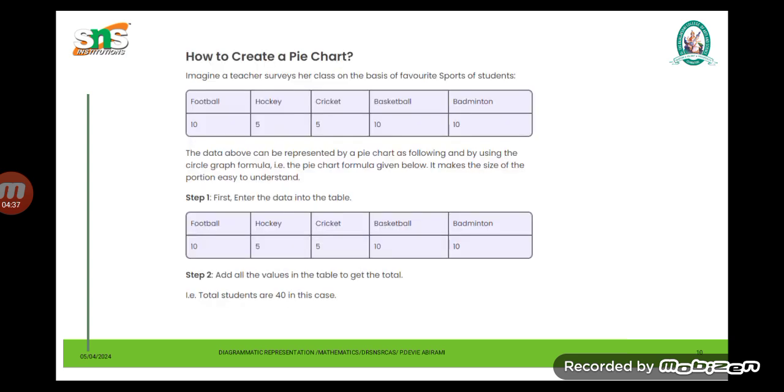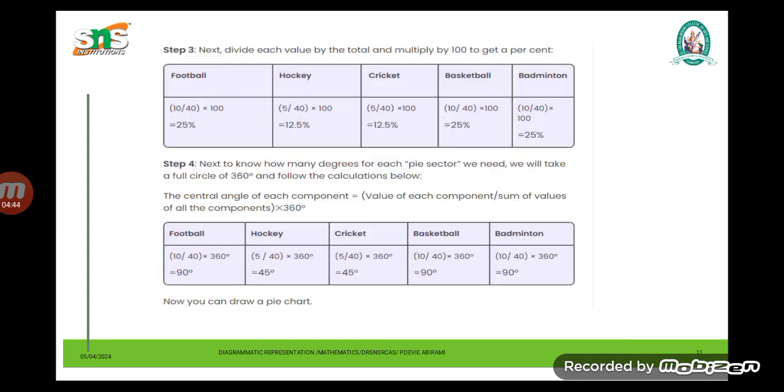My first problem is football, hockey, cricket, basketball and badminton. First I am going to divide my value by the total value. So 10 by 40 will give you 0.25. Into 100, I will get 25%. For the second, hockey, I will get 12.5 percent. For cricket, I have 12.5 percent. Basketball, I have 25 percent, and badminton is also 25 percent.